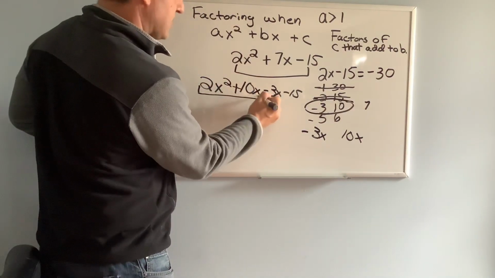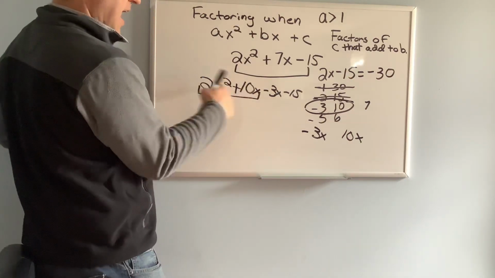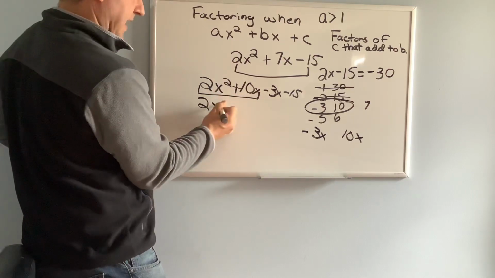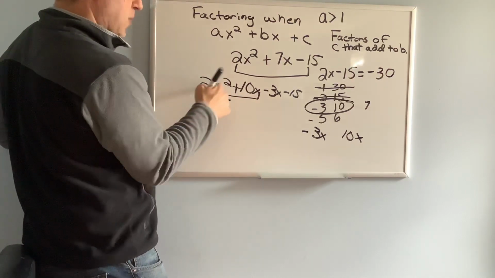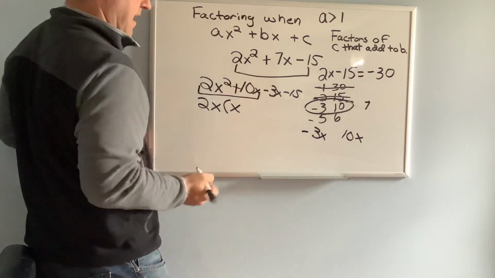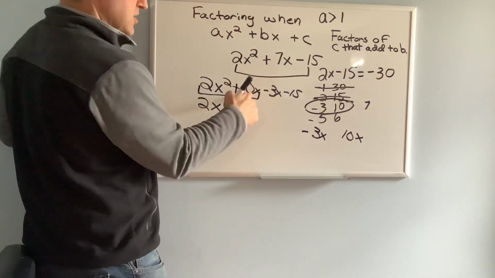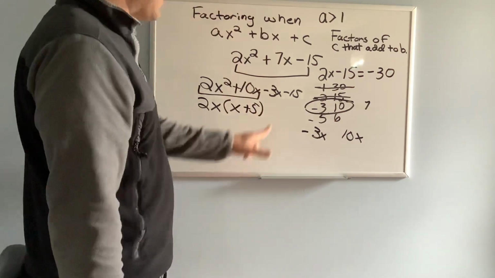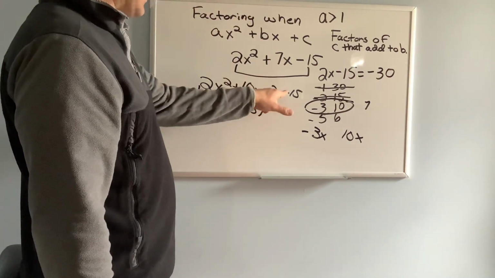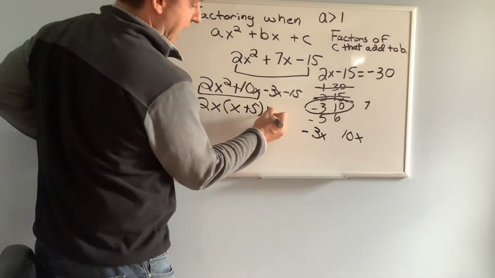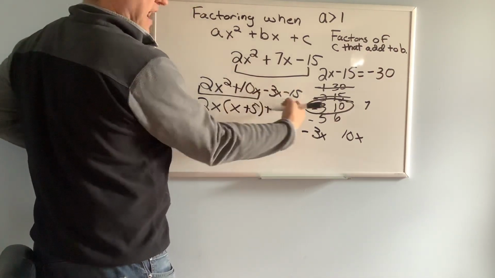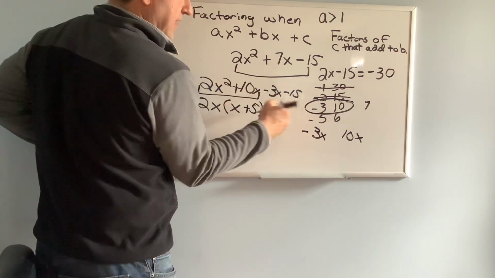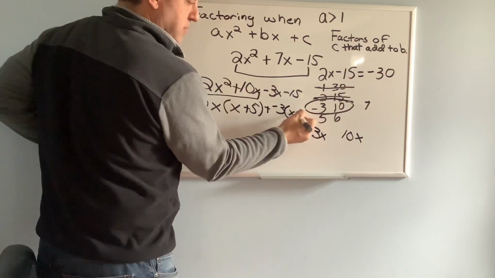So I have 2x squared plus 10x. I can factor 2 out of them, and the biggest variable I can factor out is x. So if I factor 2x out of 2x squared, x is left. And if I factor 2x out of 10x, I put plus 5. And then for the second part, negative 3x minus 15, I'm actually going to factor out a negative. So I'm going to factor out negative 3, and then times x plus 5.